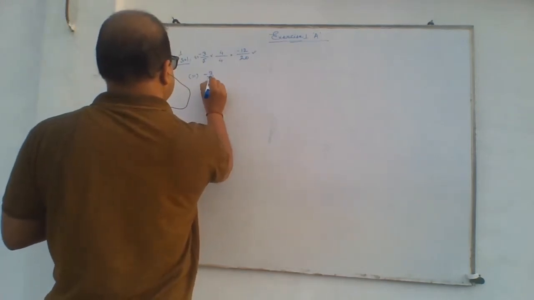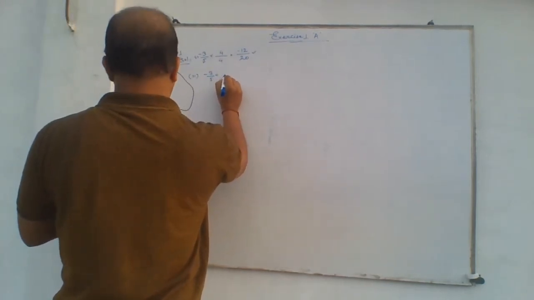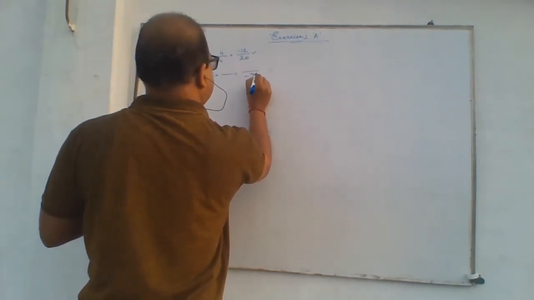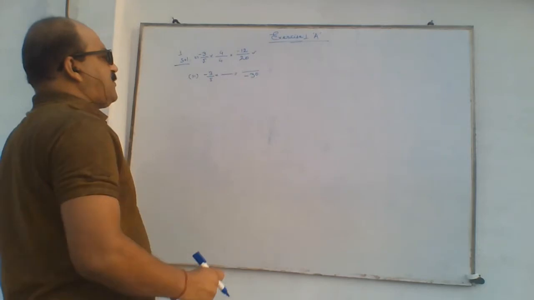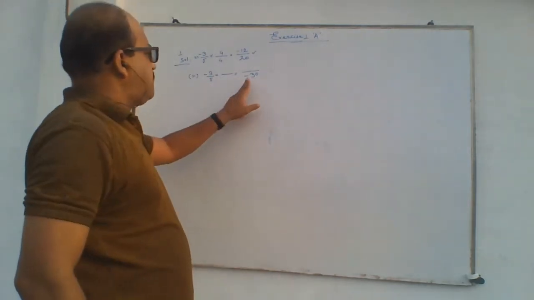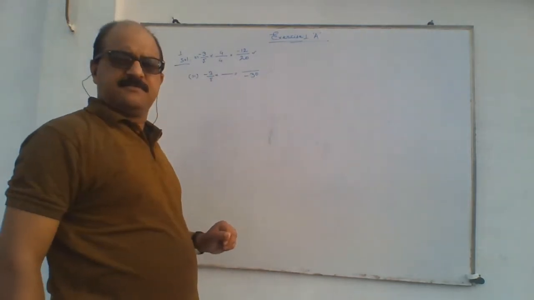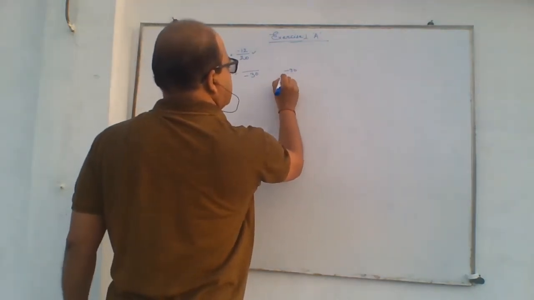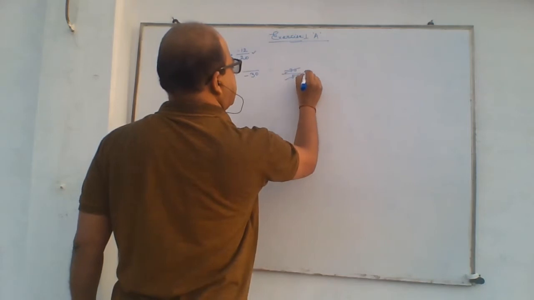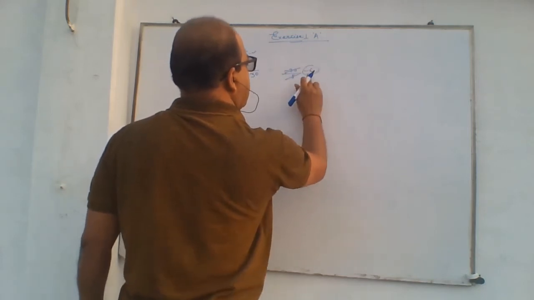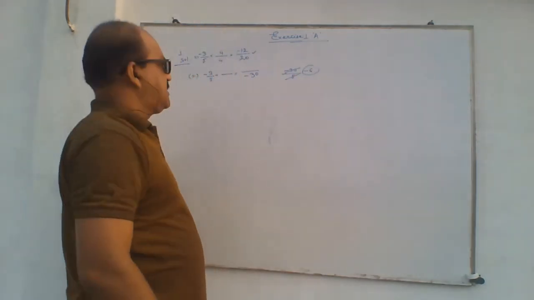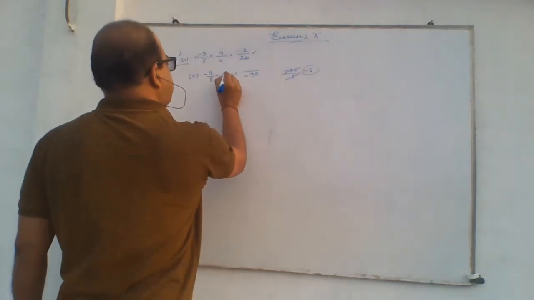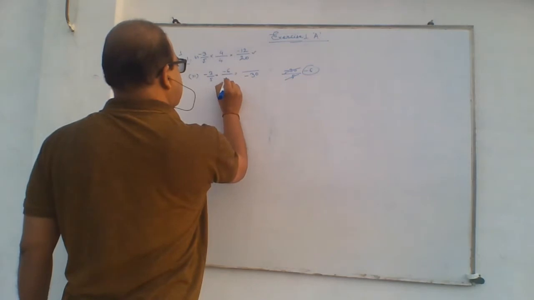Minus 3 by 5, by which number will we multiply so that we get 30 in the place of the denominator? Here is the simple method: minus 30 is divided by 5. We get minus 6. So here minus 6 is the common multiplier, so we have to multiply by minus 6.